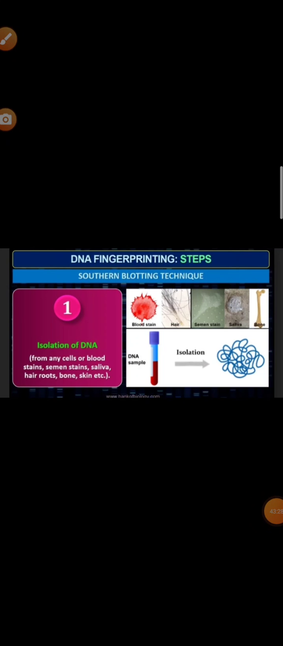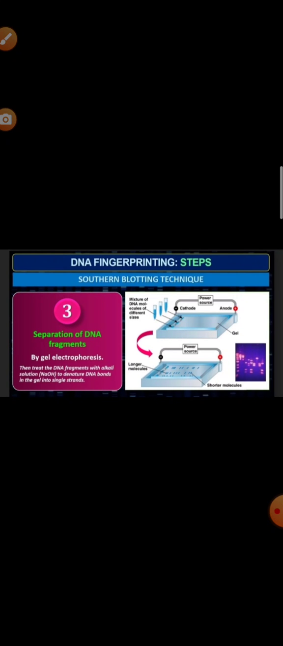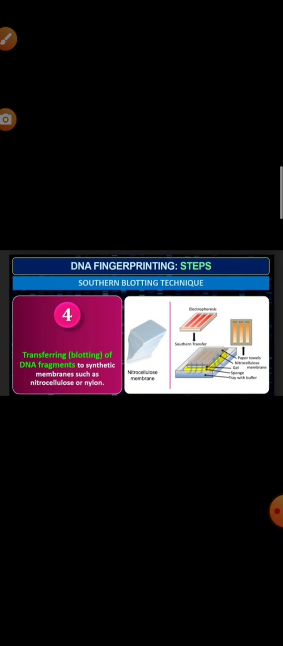So, isolation is done. This is the first step. Number two is digestion of DNA. DNA is cut into very small fragments by treating with restriction endonuclease. By the process of polymerase chain reaction, many copies are produced, and this step is known as amplification. DNA fragments are separated by agarose gel electrophoresis, and the separated DNA fragments are visualized under ultraviolet radiation after applying a suitable dye.